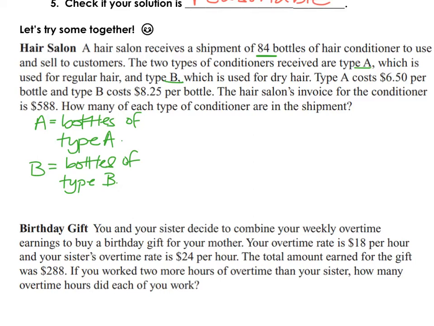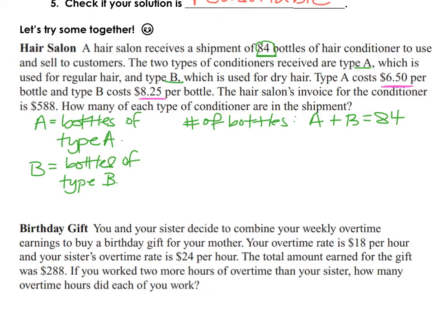Let's see, it says there's a cost involved, so we've got a cost function as well. Let's take a look here. Type A is $6.50. Type B is $8.25. As we look at trying to make a connection here with the other numbers in the word problem, we know that there are 84 bottles total. If some of them are type A and some of them are type B, we can write an equation for the number of bottles that the salon received. All of the type A bottles plus all of the type B bottles should equal 84 bottles total.